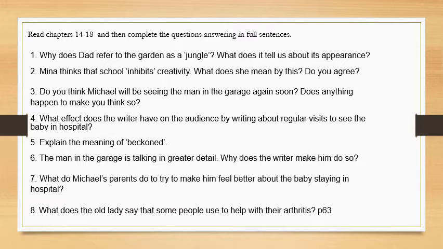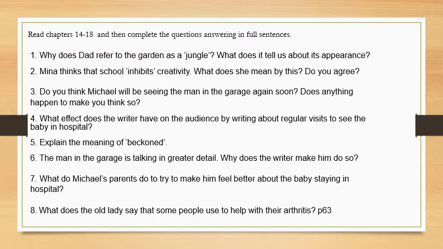So, number one, why does Dad refer to the garden as a jungle? What does it tell us about its appearance? Number two, Mina thinks that school inhibits creativity. What does she mean by this? Do you agree? You might have to look up the word inhibits in the dictionary if you're not sure. Number three, do you think Michael will be seeing the man in the garage again soon? Does anything happen to make you think so?